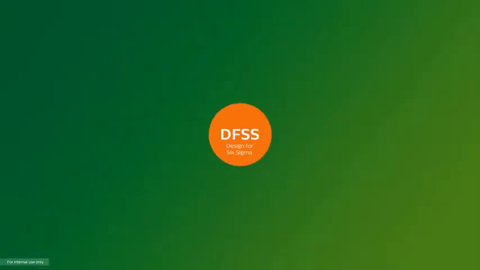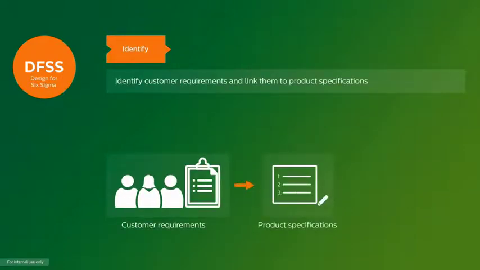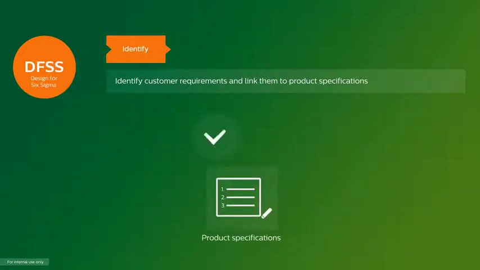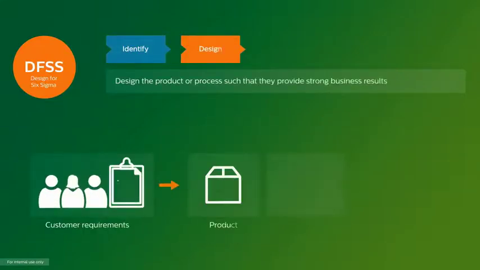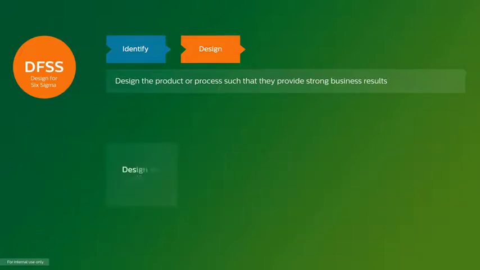With the DFSS method, you first identify customer requirements and link them to product specifications. These specifications become the quantitative targets of your design work. The product specifications should include how the product performs its primary functions and the customer experience in terms of ease of use. Next, design products or processes that meet customers' requirements over a long period of time and output strong business results. This is referred to as Design for X, also known as DFX.